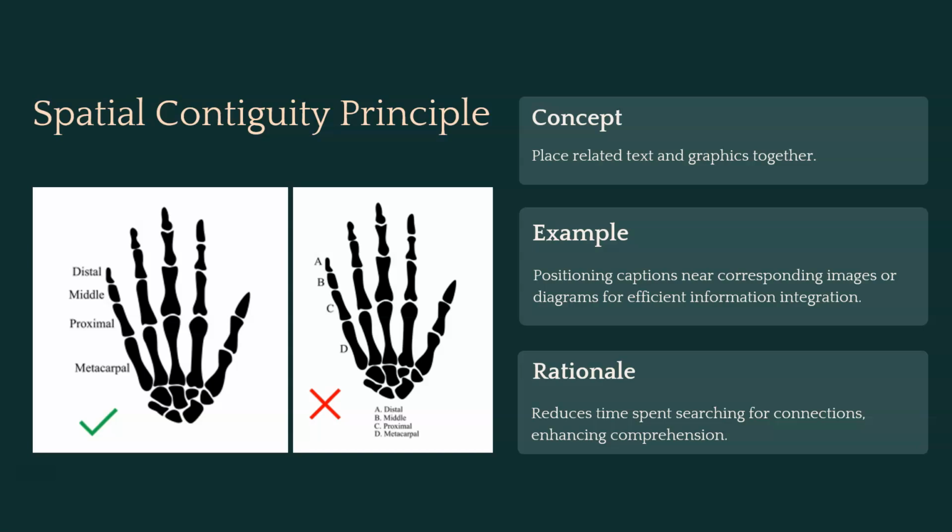The principle of spatial contiguity suggests that related texts and graphics should be placed close together. For example, captions should be placed close to the corresponding images. This arrangement reduces the amount of time learners spend searching for connections, thereby improving comprehension.